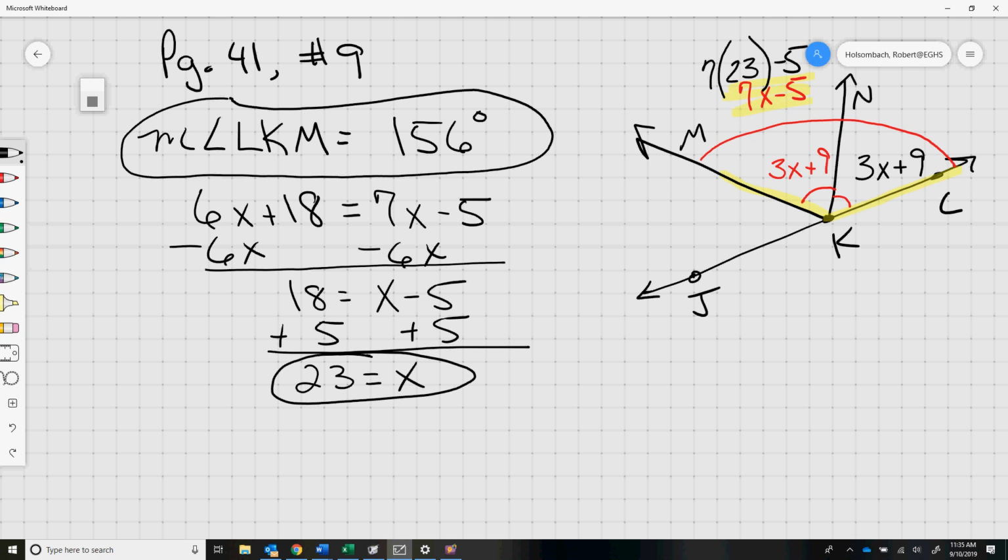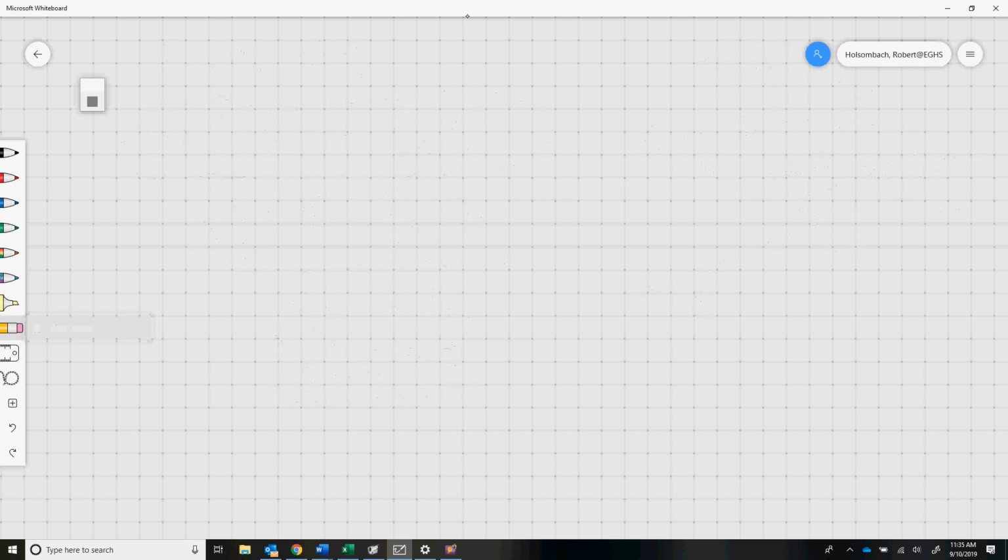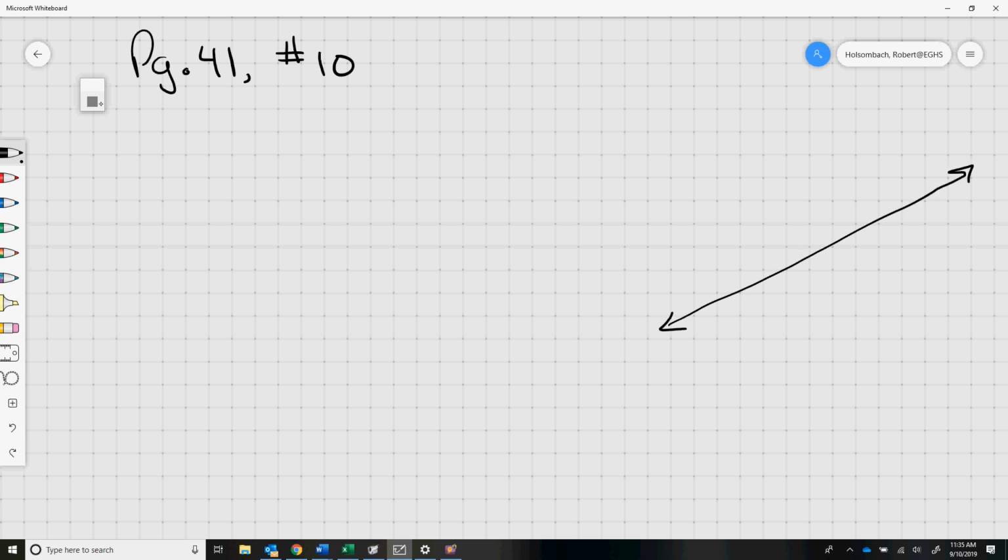Alright, so now we're going to do number 10. So what's the first step going to be? This is page 41, number 10. Good, draw the picture again. Because you're not going to use the same picture for more than one problem because it gets too confusing to your eyes. And when your eyes get confused, your brain gets confused. And when your brain gets confused, it locks up. And when your brain locks up and you're taking a quiz, anxiety starts to happen and you get nervous. And then you can't do anything. So you got to start with a clean slate.